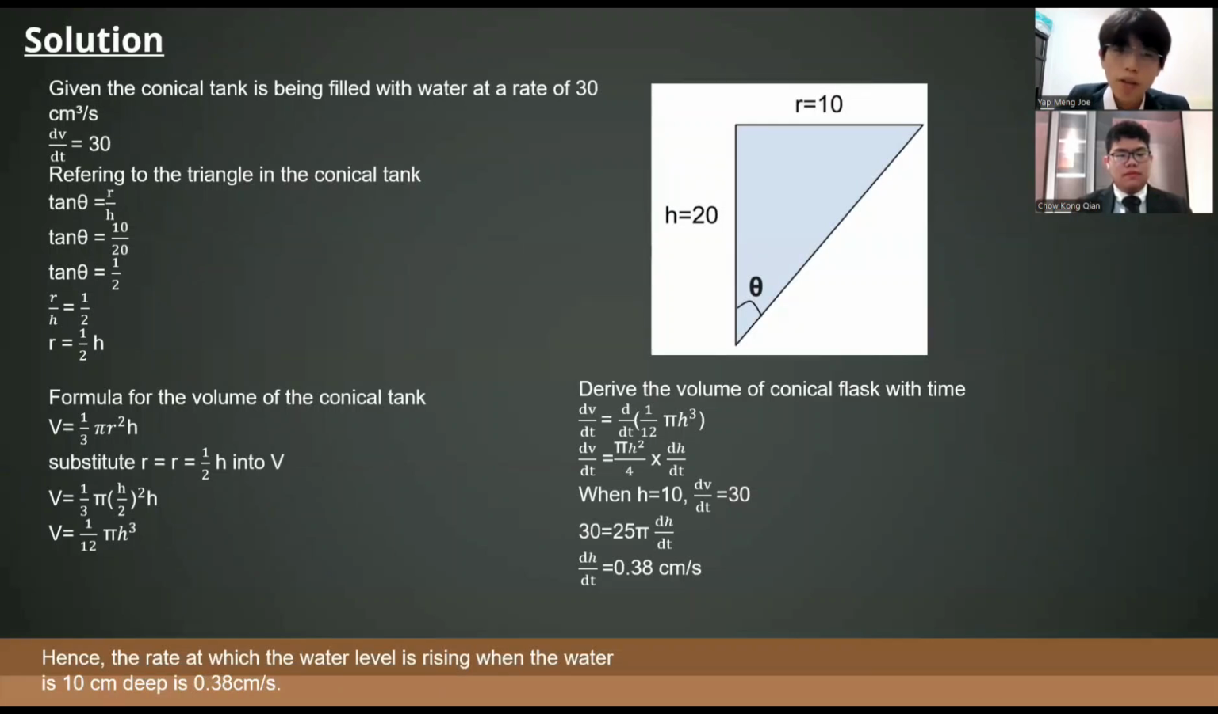By using the formula for the volume of the conical tank, which is V = 1/3 π r² h, we substitute r = 1/2 h into V, and we will get V = 1/12 π h³.